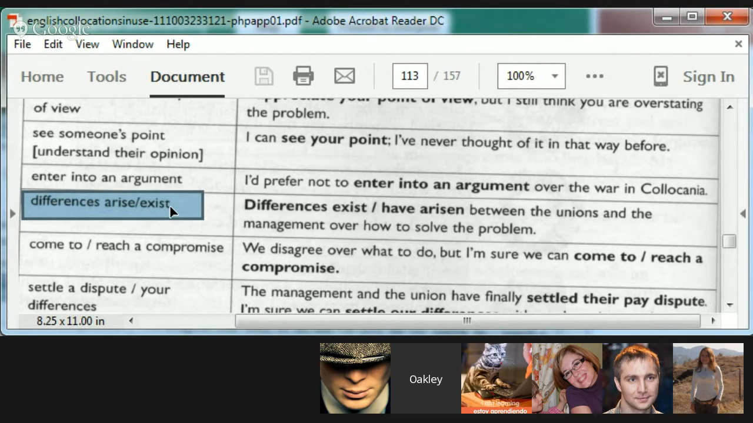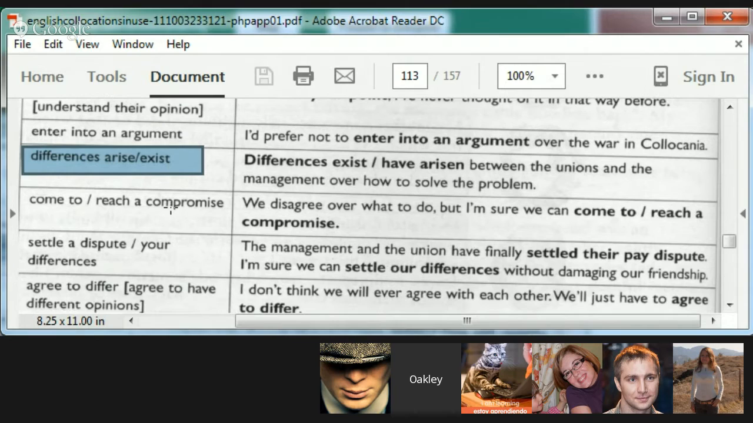Anna. Yes. Arise. Differences have arisen between the unions and the management over how to solve the problem.